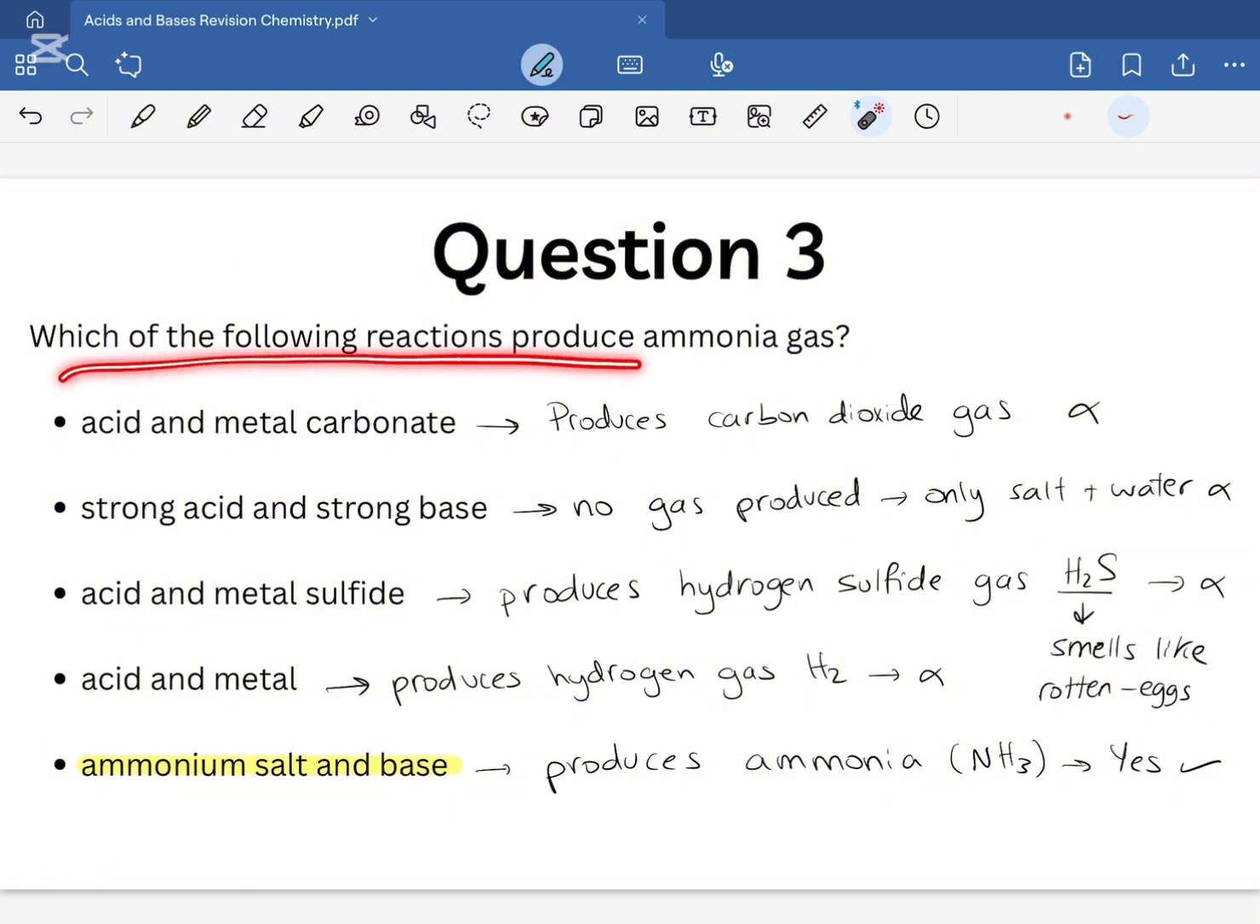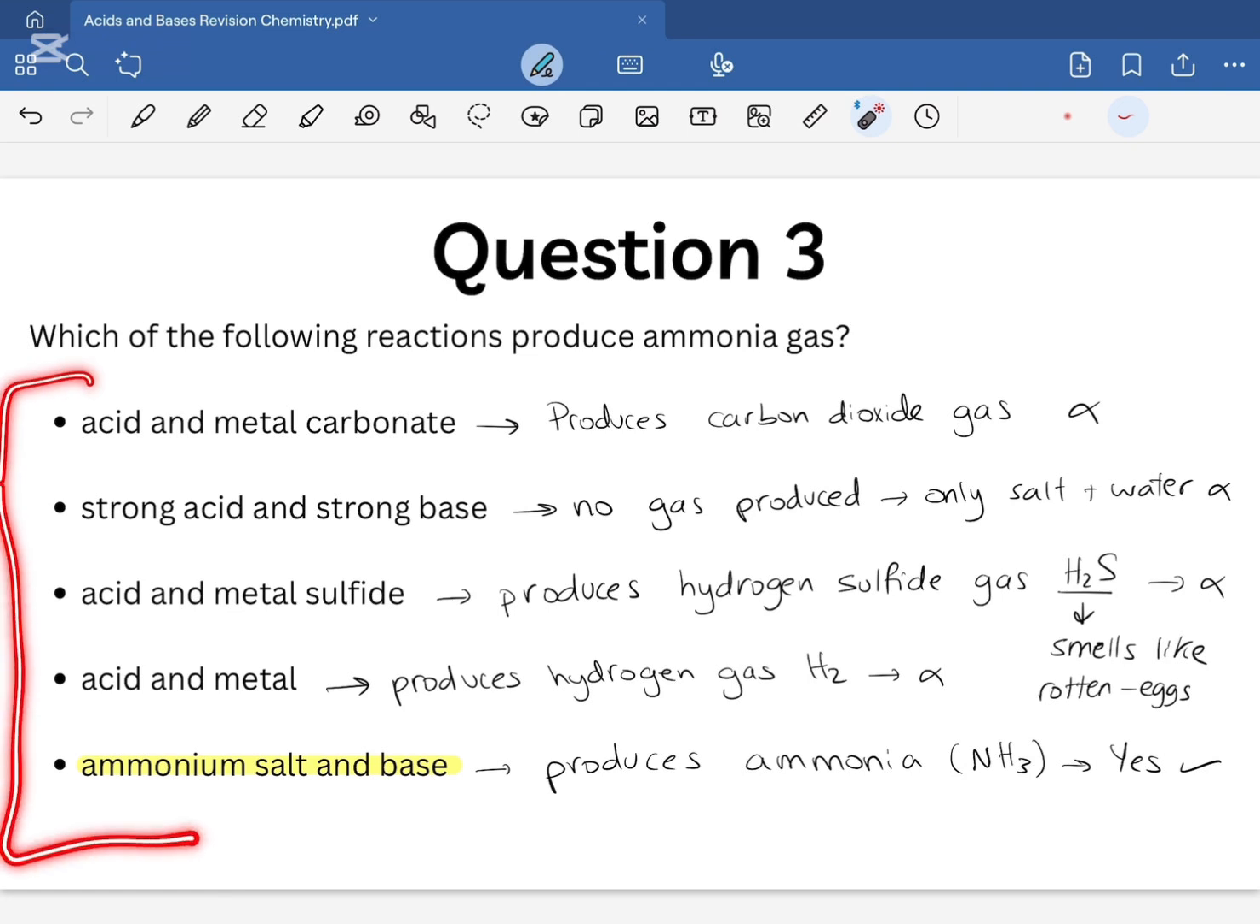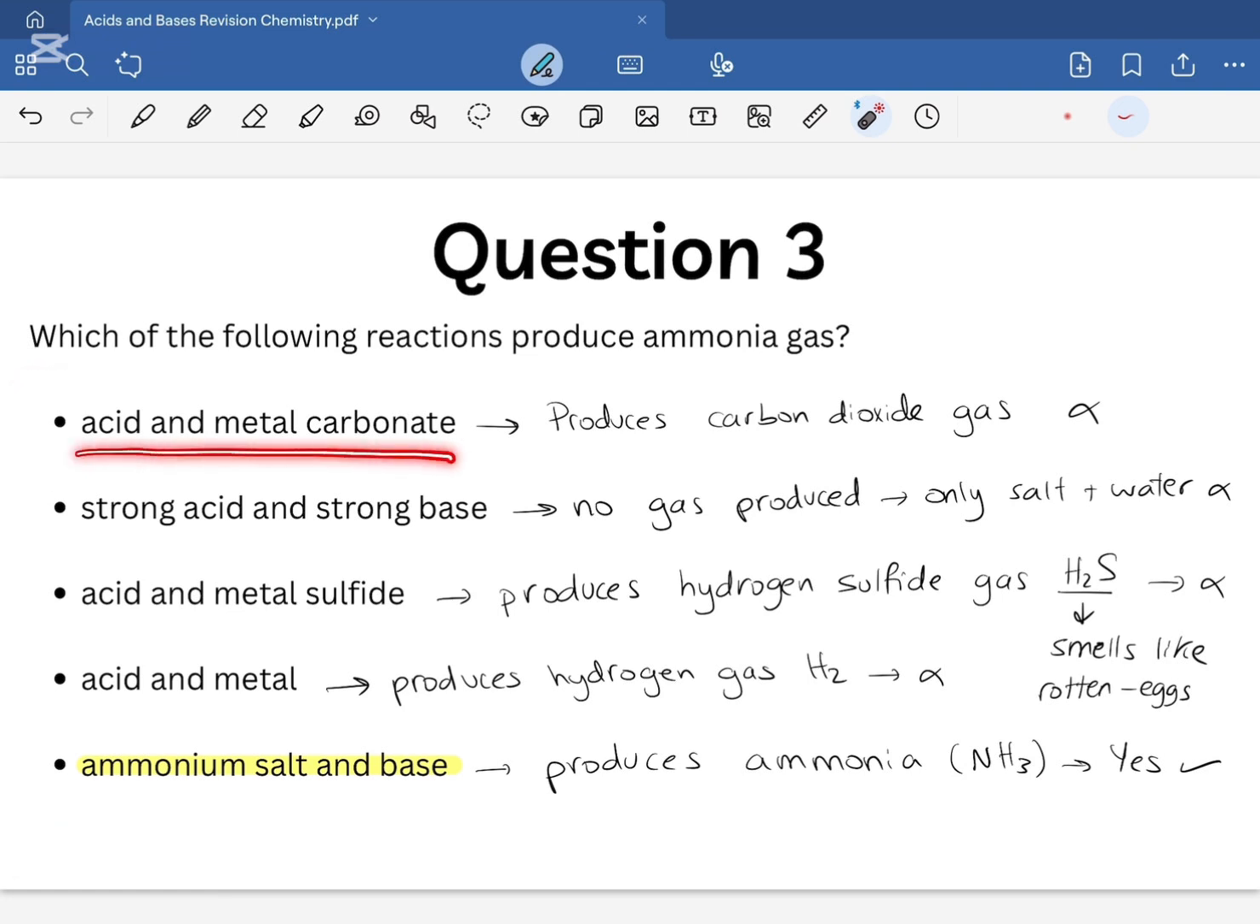Which of the following reactions produce ammonia gas? So we need to look at this list. For the first one, acid and metal carbonate, and by carbonate ion we mean CO3 2 minus. This is going to produce carbon dioxide gas, so this is wrong.